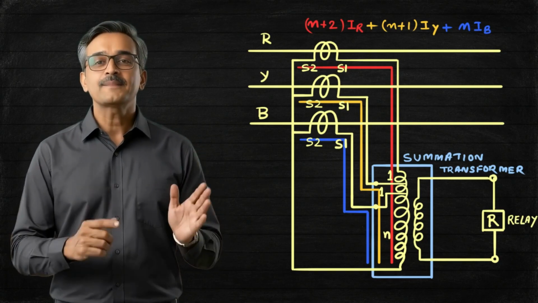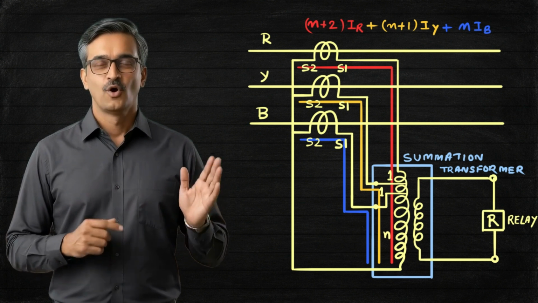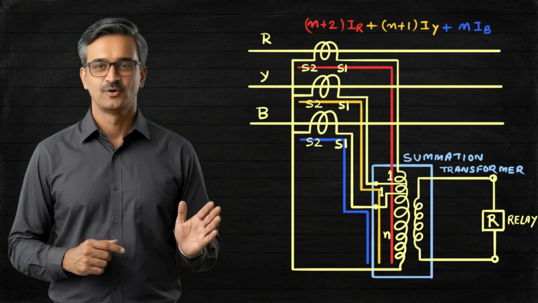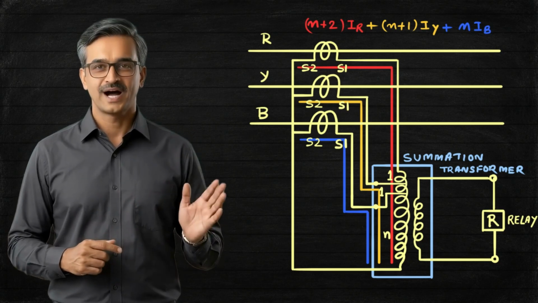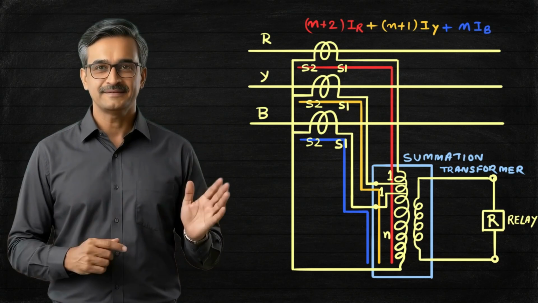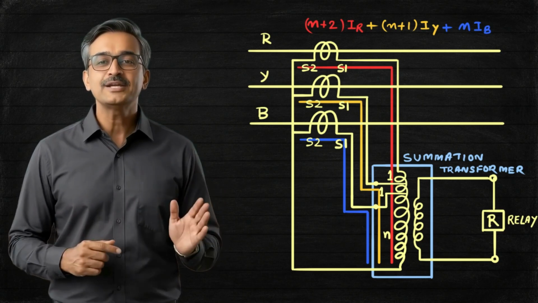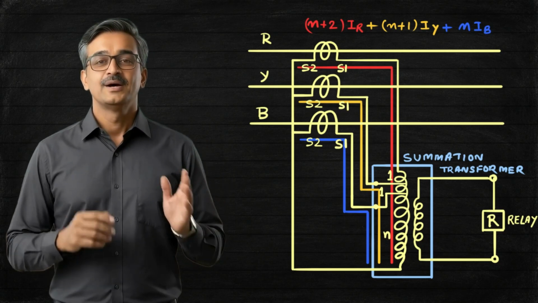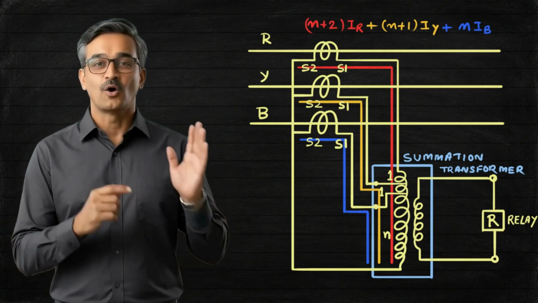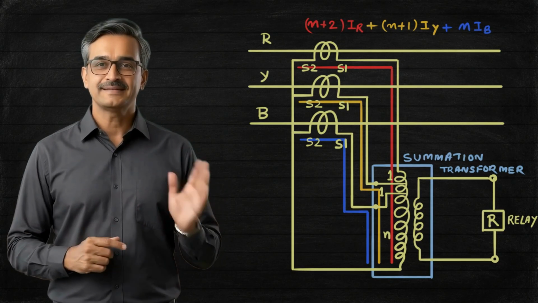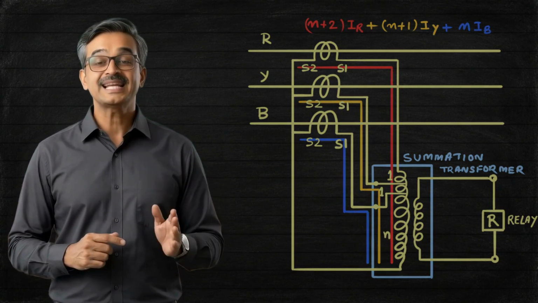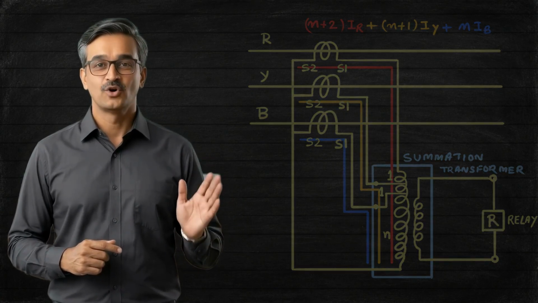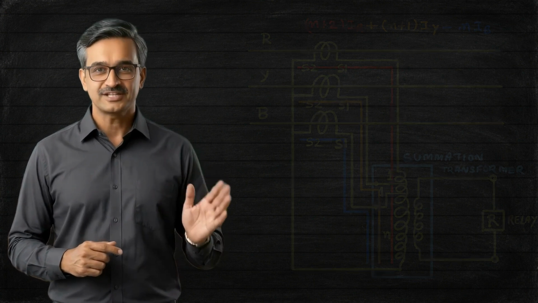Now the question is, why don't we use the same number of turns for all three phases? If all three phases had identical turns, the transformer output would simply be proportional to IR + IY + IB. Such an arrangement is suitable only for zero sequence or earth fault detection. However, by selecting different primary turns, the transformer produces different outputs for different fault conditions. This allows the protection engineer to make the relay much more sensitive to earth faults while keeping lower sensitivity for phase faults. This is the main purpose of the summation CT.